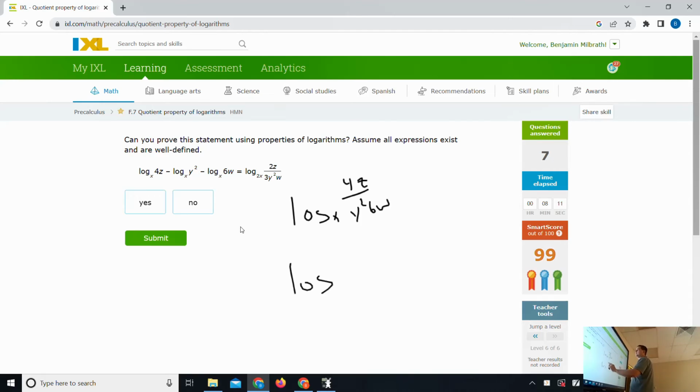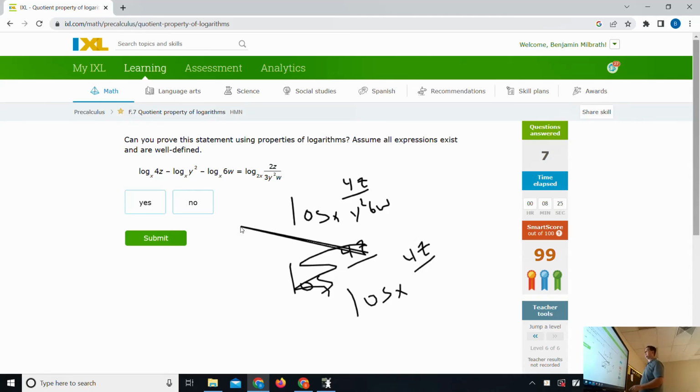Well, y squared 6w is going to be, whoa, what was that? Must have got close to the board there. Log 4z over 6wy squared, which is how that would probably be written. And they simplified the fraction, didn't they? That's 2 over 3. That's a horrible looking 3. So 2z over 3y squared w. That is definitely true.